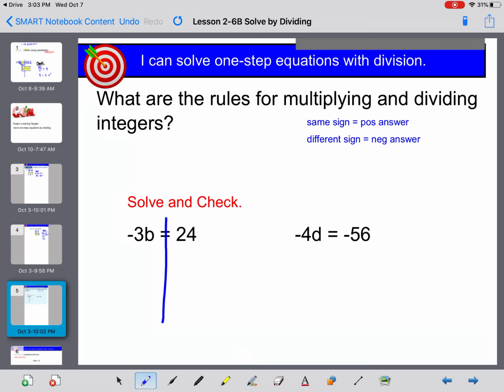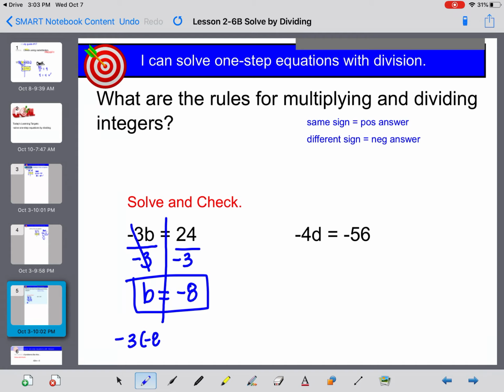Solve and check. Line down the equal sign. Look at the left-hand side where it says b times -3. And so now do not add 3. That's a common mistake. What's happening between b and -3? That's multiplying. So we are going to divide using a fraction bar. And I divide both sides by -3. b equals -8.